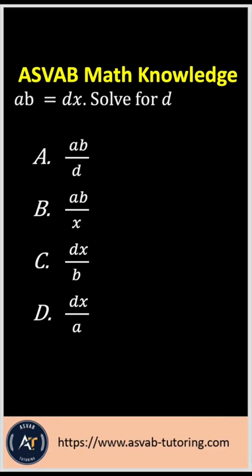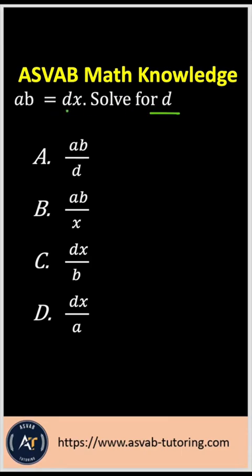Let's practice this math knowledge question for the ASVAB, PiCAT, CAT-ASVAB, AFQT, AFCT, and ASVAB GT. The question asks here, AB equals dx, solve for d. When it comes to solving the equation, people think that I always have to solve for x. That is not true for this case. Whatever you have to solve, that is your variable. The rest of them are constants.